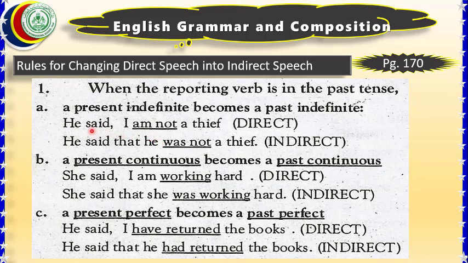If the reporting verb is in past tense, present indefinite will change to past indefinite. Present continuous will change into past continuous. Present perfect will change into past perfect. I shall repeat this whole. The first thing is the reporting verb should be in past tense. If it is in past tense, we change present indefinite into past indefinite, present continuous into past continuous, present perfect into past perfect.